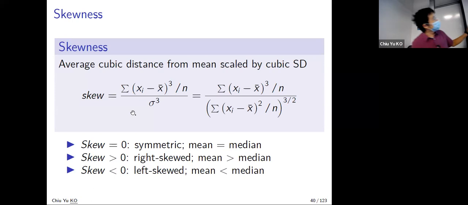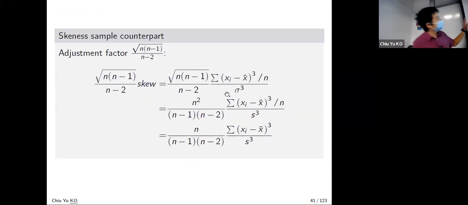Okay, so this is the skew, and I think in Excel this is called SKEW.P. Why is it called P? Because this is the population one. The one you would use is at the end, the one we call the skew in Excel. I don't know why they don't call it SKEW.S, but in Excel later you will see this called the skew.